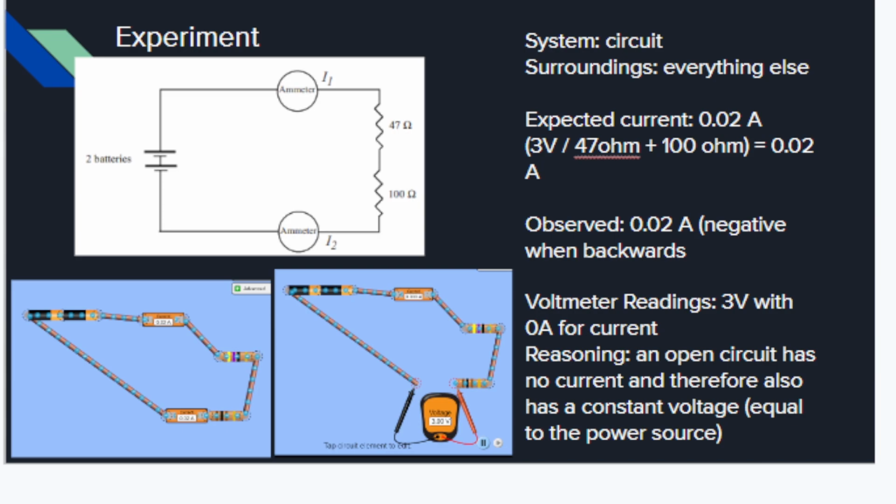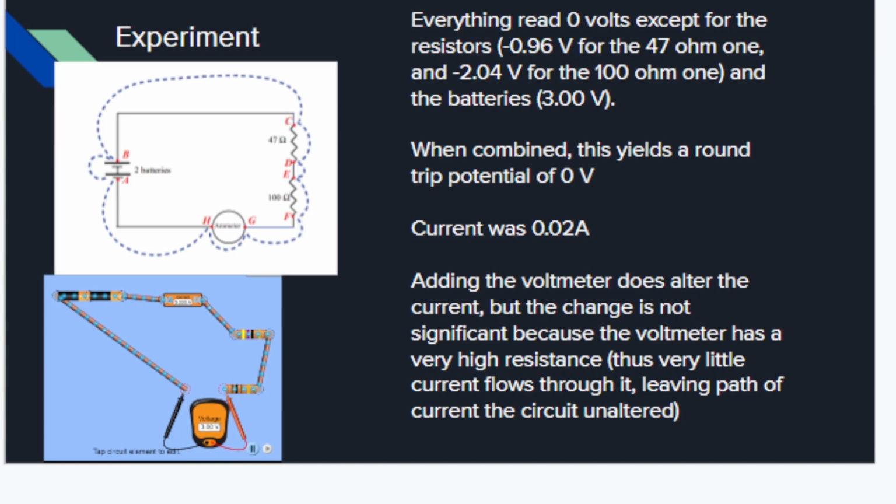The expected current was 0.02 amps. The calculation is right there, and the observed was the same, 0.02 amps, but it was negative whenever we flipped the batteries. The voltmeter readings, of course, were 3 volts with 0 amps for the current, and the reason why there was no current was that it was an open circuit. If it's an open circuit, there's no current, and the voltage will remain constant and equal to the power source, which was 3 volts, because there were 2 batteries, 1.5 volts each.